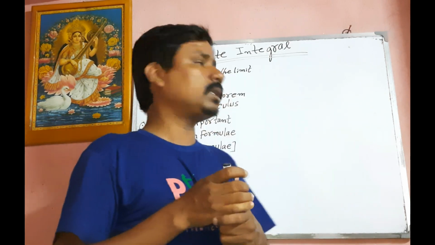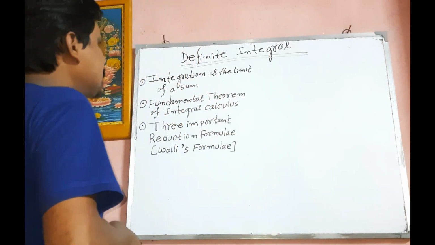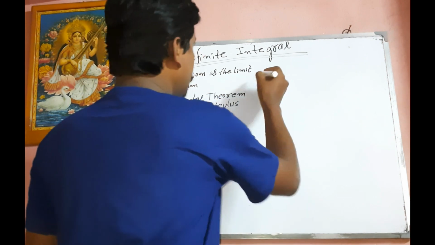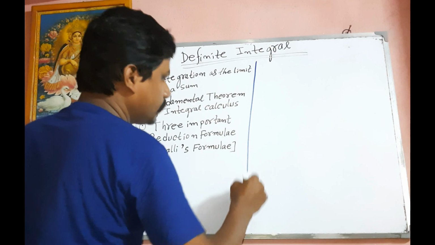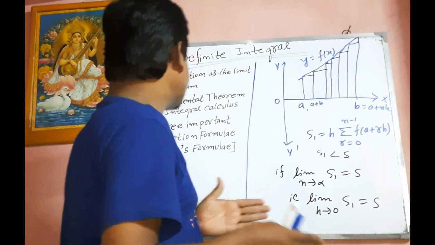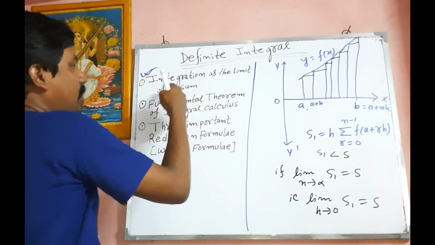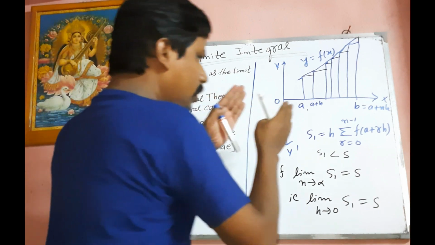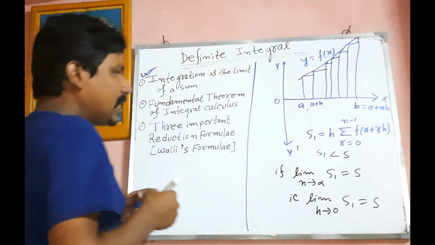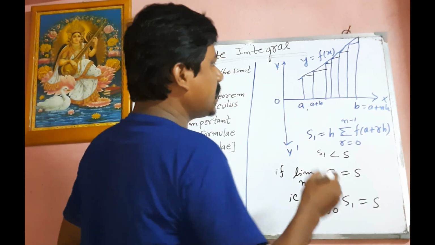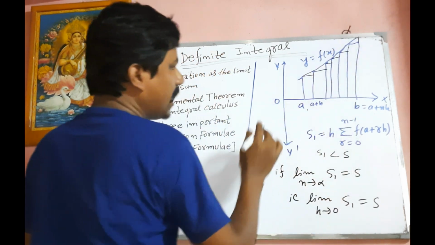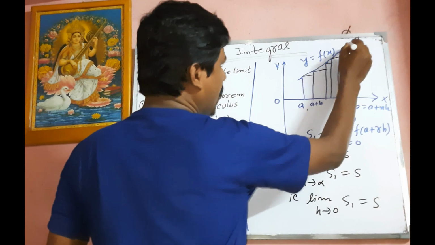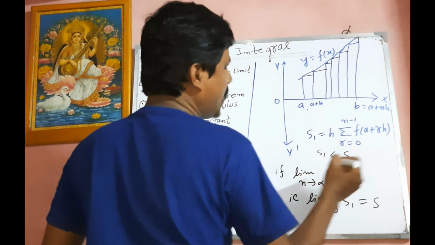So at first we are discussing the first point, that is integration as a limit of a sum. So the diagram is there, and in this diagram S is the whole area. That is, the whole area is considered as S.